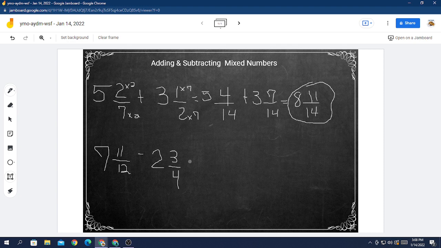So again, we begin by looking at our denominators, which are not the same, and turning them into equals by looking for their least common multiple, or least common denominator, which in this case would be 12. So we put our denominators along with our math symbol.